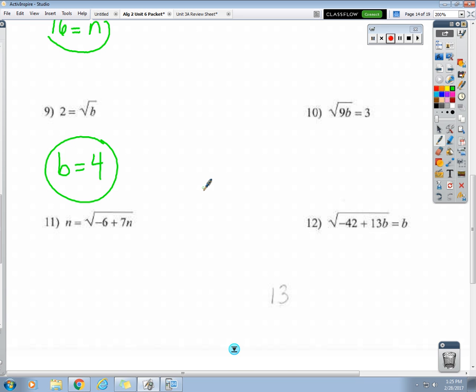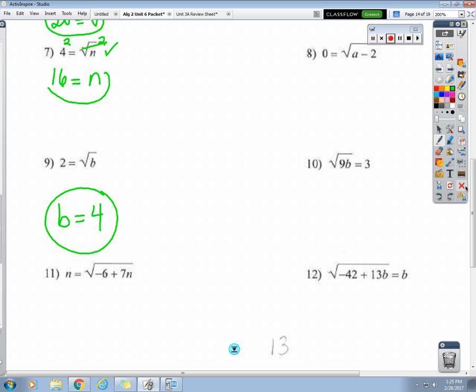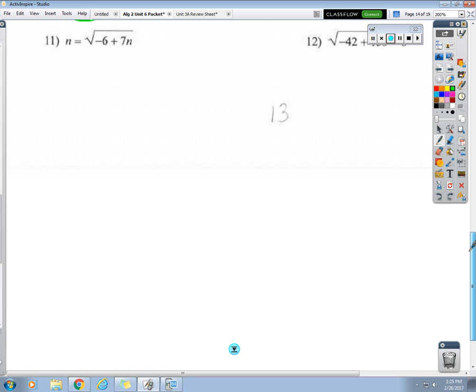Okay, so those were kind of like yesterday. Some were even easier. Now we're moving into the new stuff. Can you already tell how it's going to be different? Right, it's equal to n instead of equal to a number. So you have a variable on both sides. So pay attention, and then I'll give you time to copy it once I've done all the steps. Just watch, and I'll give you time to copy it.